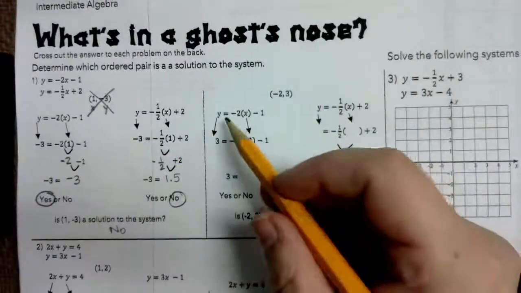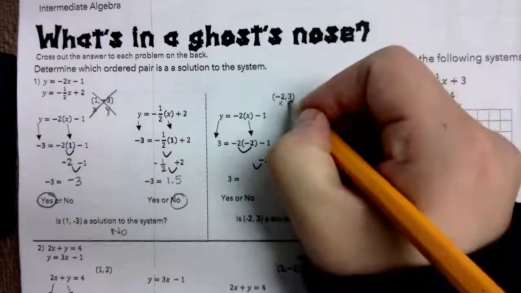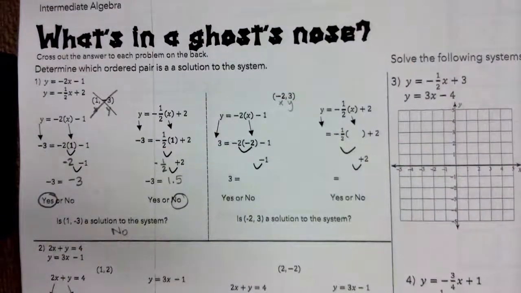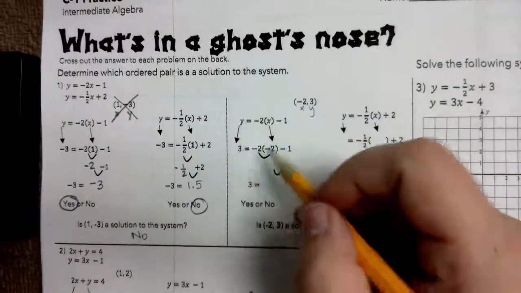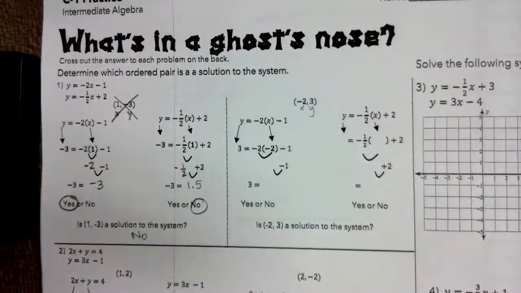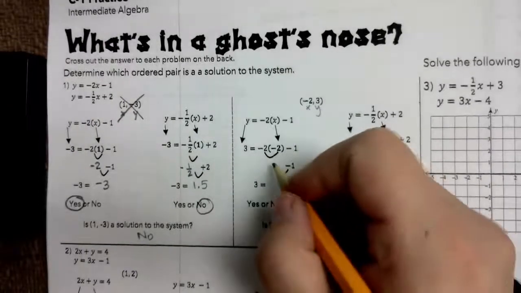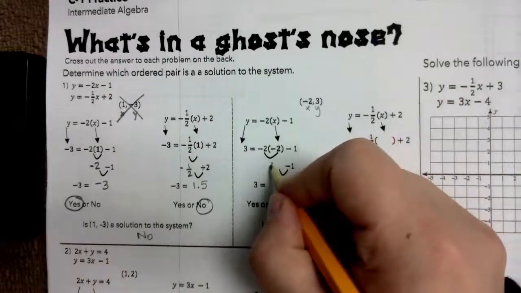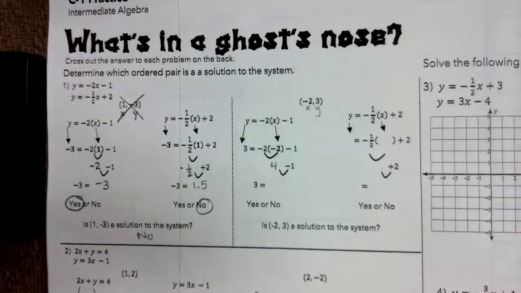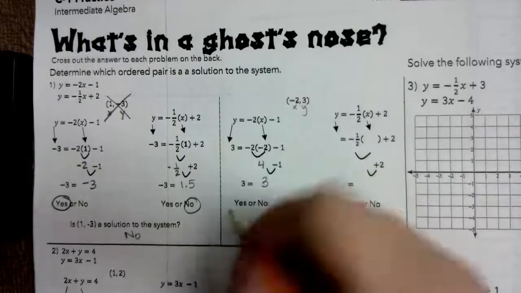So this time we have -2 for our x. We have 3 for our y. They already plugged it in for us on this first one. They made it easy for us. Yes. So what is -2 times -2? Positive 4. And what is 4 minus 1? 3. So did it work? Yep.